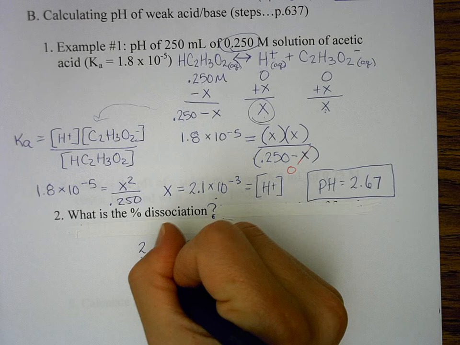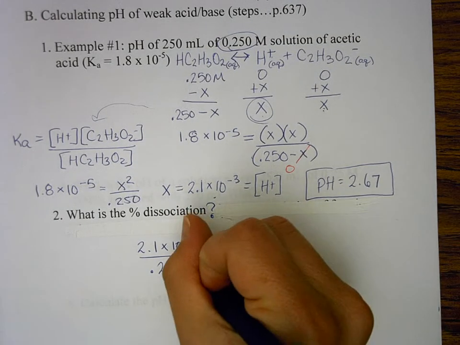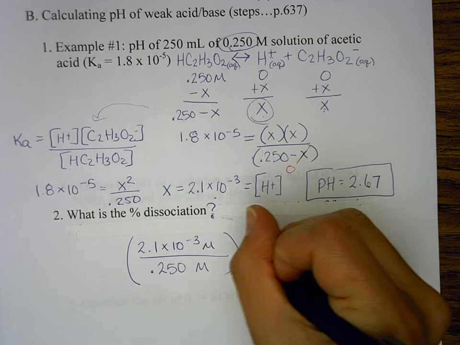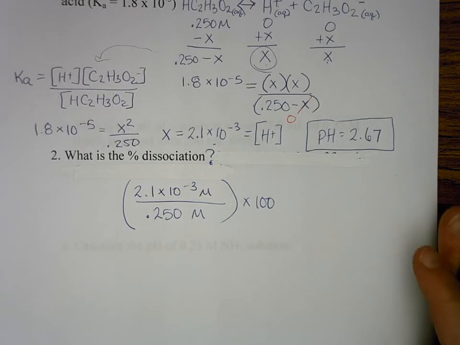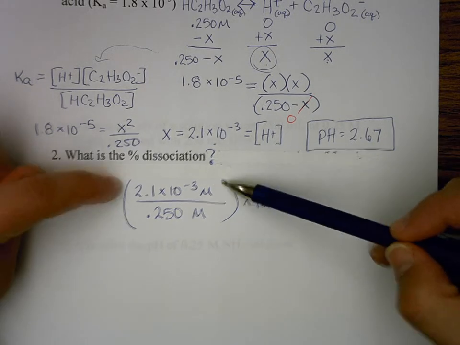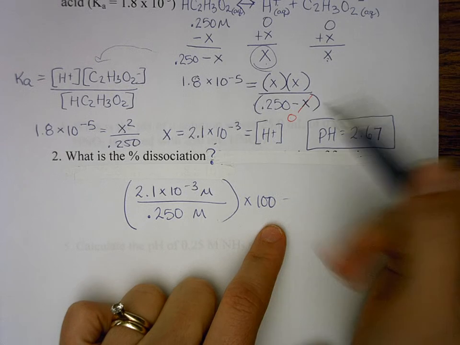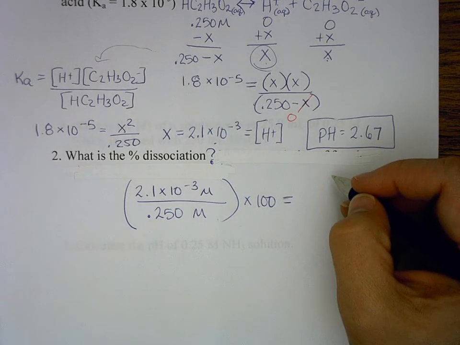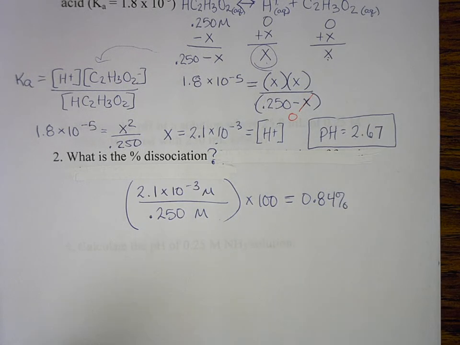So you divide that by your initial concentration of the acid, 0.25 molar. That gives you a decimal. You times it by 100. So it's basically how much hydrogen did you get out of how much you started with. Times it by 100, that gives you a percentage. 0.84%. It should be a small number because it's a weak acid, so you're going to have a very small percentage of the molecules dissociate, break apart, and ionize.